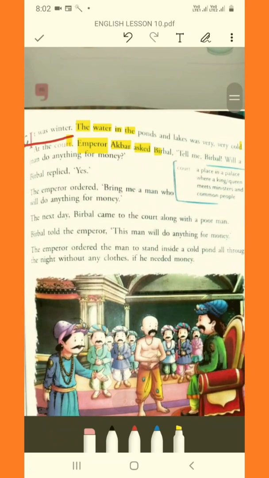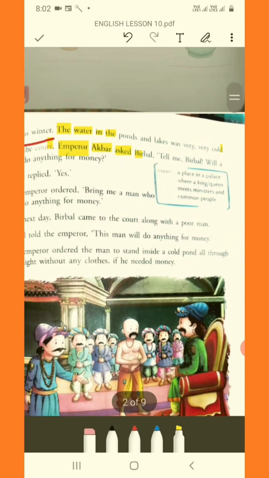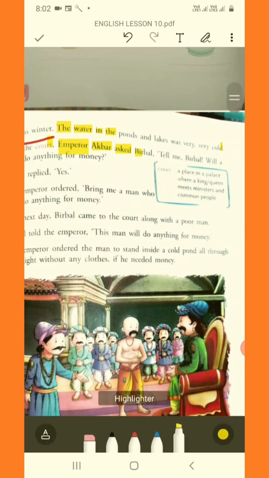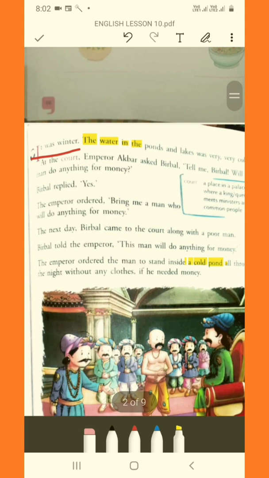So at the court, what is a court? I mentioned already. It's written here as well. Court: it's a place in a palace where a king or queen meets ministers and common people and discusses important issues. So let's continue. In the court, Emperor Akbar asked Birbal.